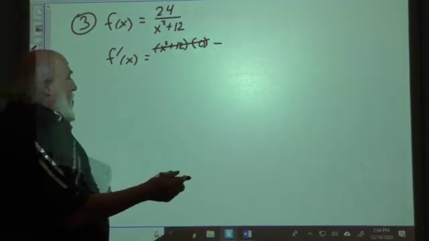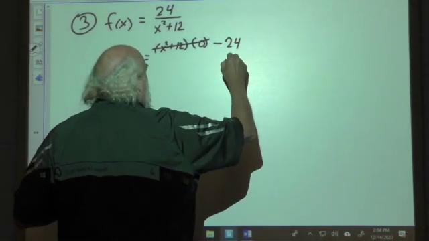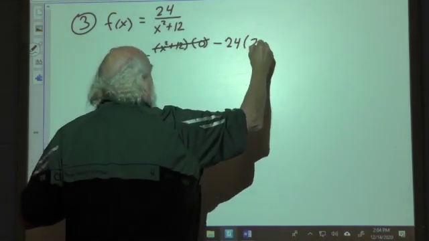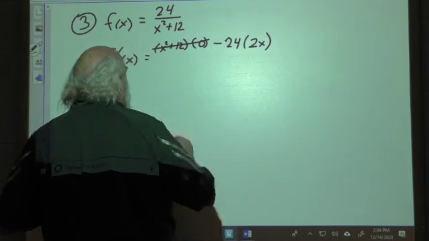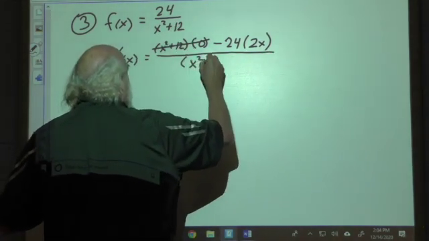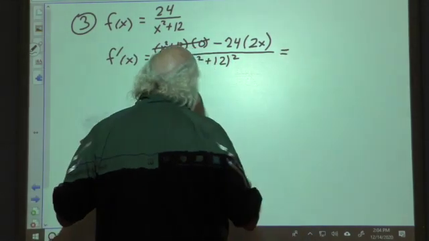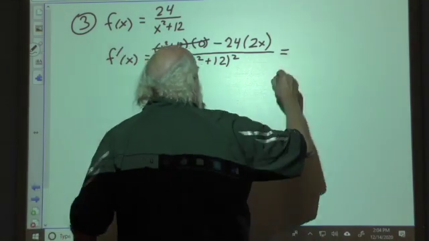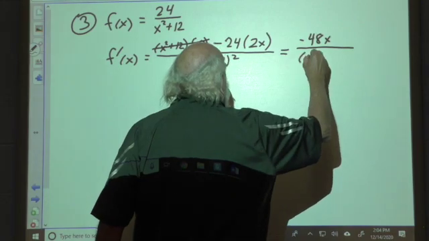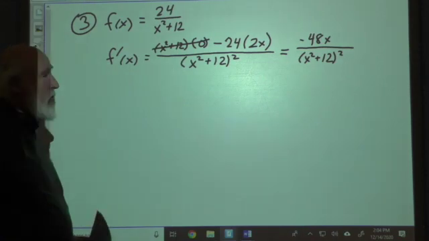Minus, because it's a quotient, now we take 24 times the derivative of x squared plus 12. The derivative of x squared is 2x, and the derivative of 12 is 0. Over, and now we square the denominator, x squared plus 12 quantity squared. When we get this all resolved, we get negative 48x over x squared plus 12 quantity squared.